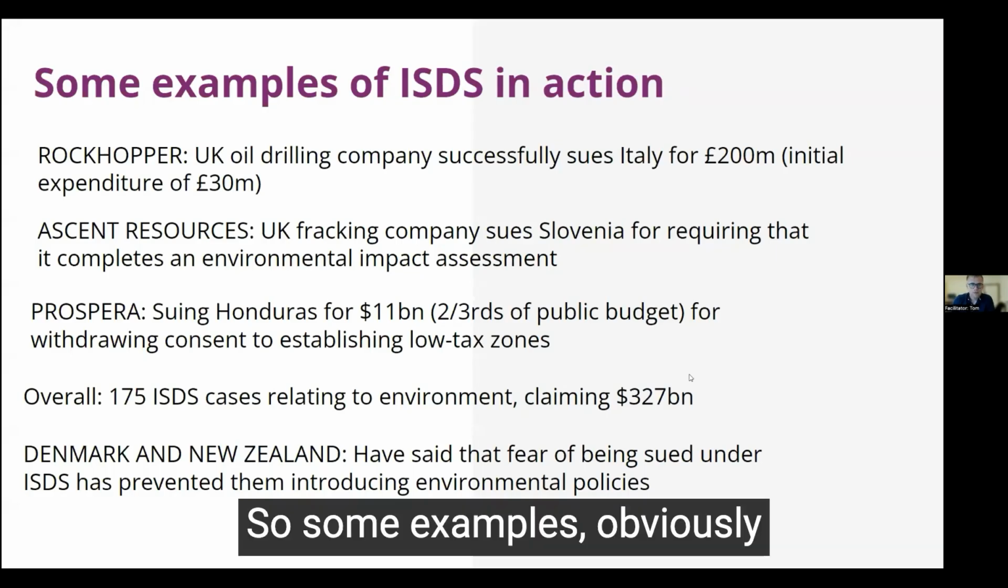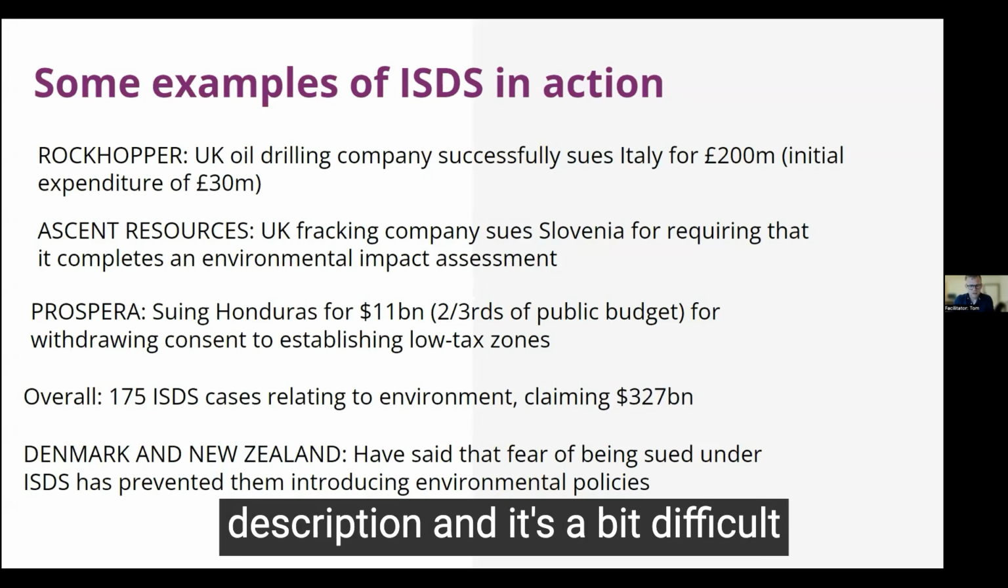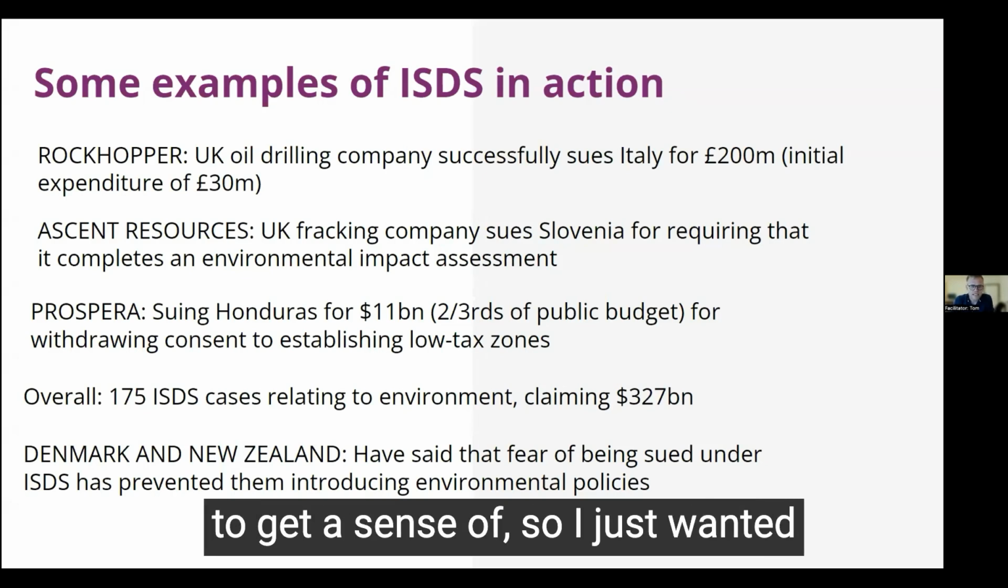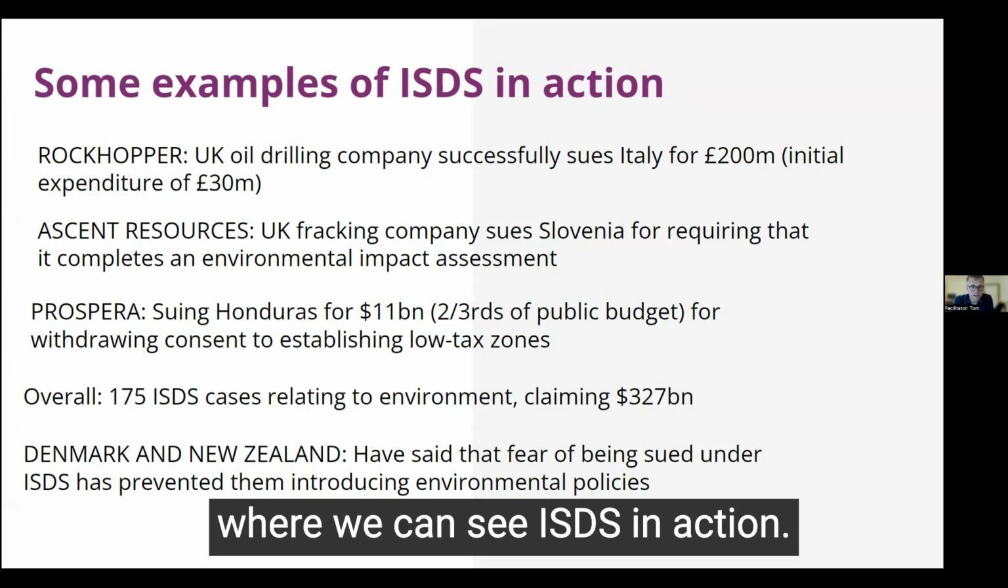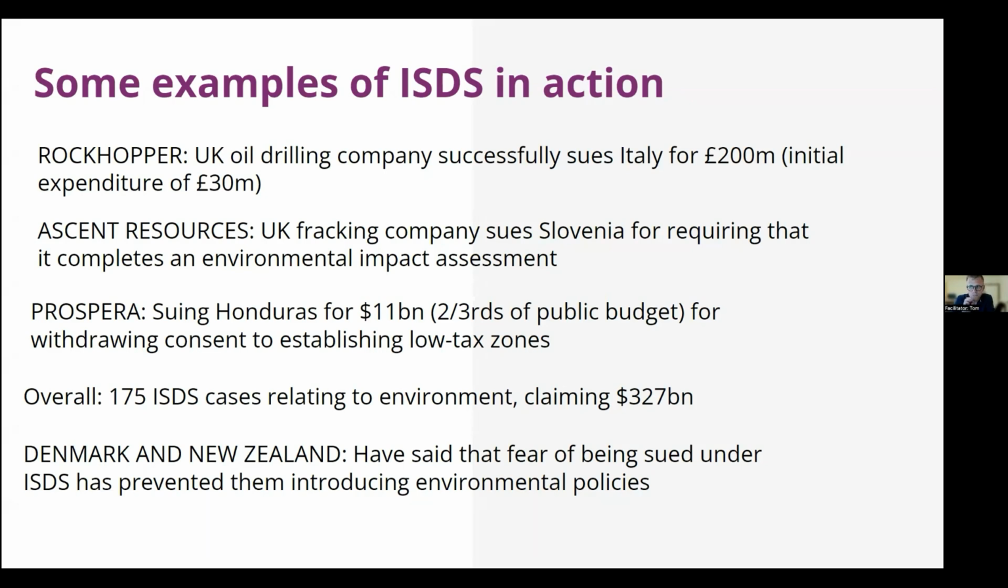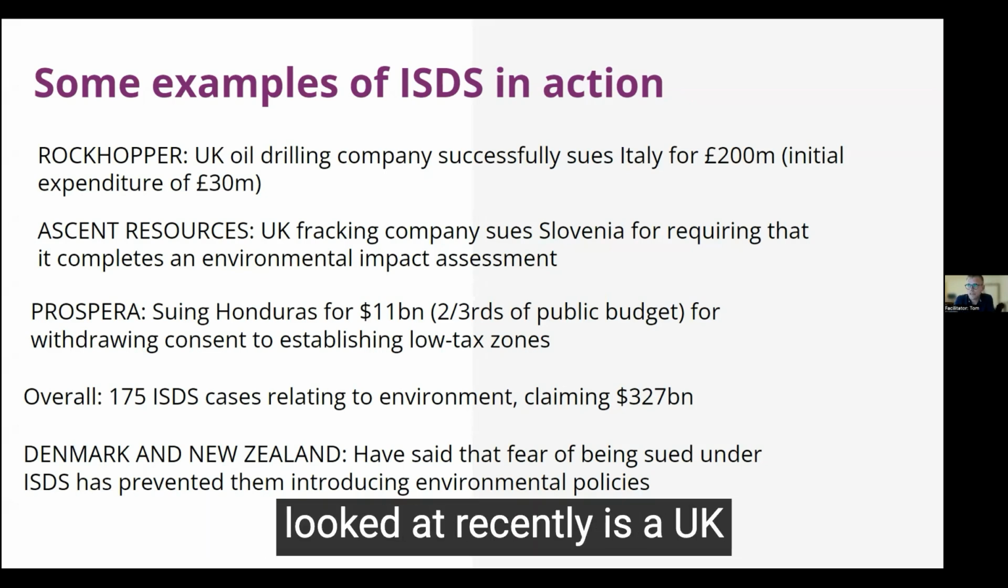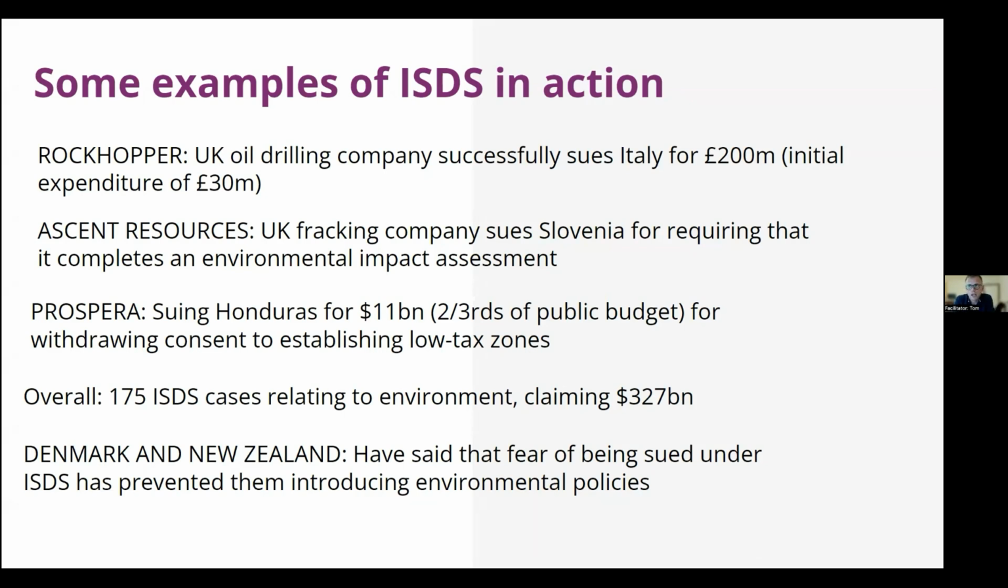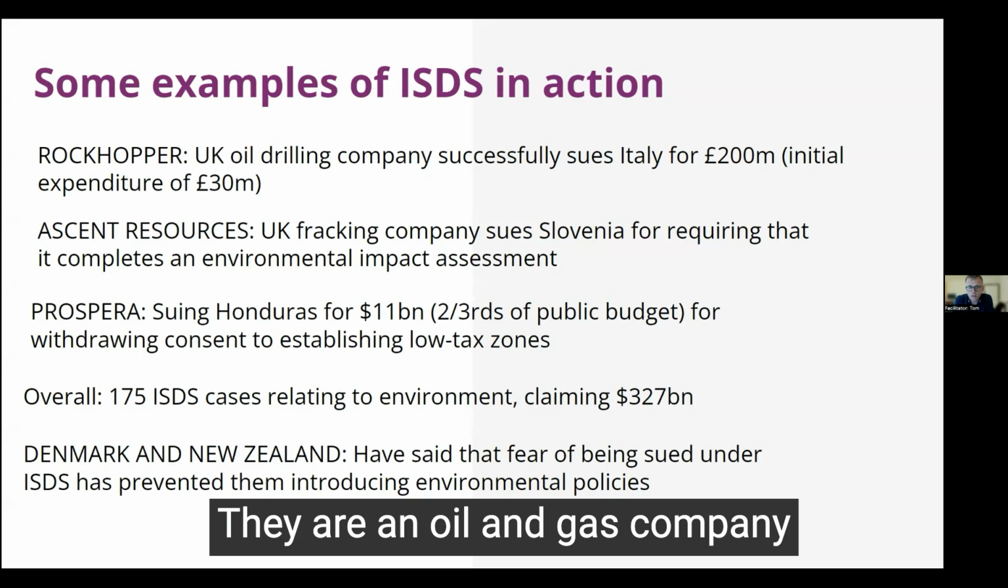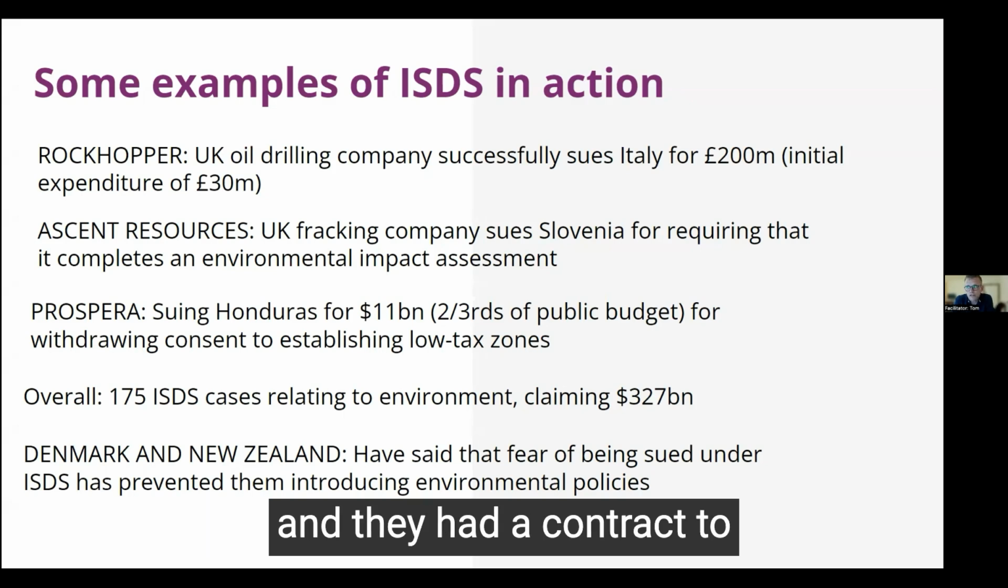So, that's quite a complex description, and it's a bit difficult to get a sense of. So I just wanted to talk through a few examples of where we can see ISDS in action. One of the ones that we've looked at recently is a UK company called Rockhopper. They are an oil and gas company, and they had a contract to drill oil off the coast of Italy.